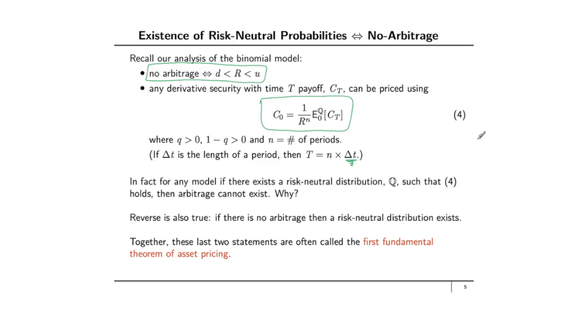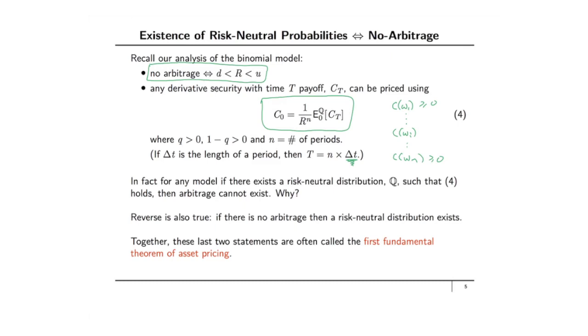Just to see a simple example, consider the following situation. Suppose we've got a model with M states, omega 1, omega I, down to omega M. Suppose we want to consider some security which has a payoff in each of these states, and we'll assume that payoff is non-negative in all of these states. And let's suppose that there's actually one state where the payoff is strictly positive.